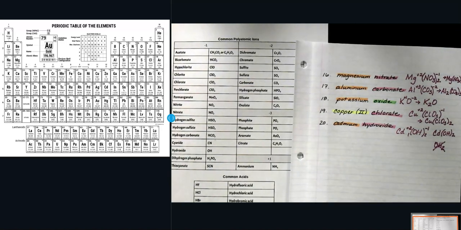This is going to be relevant in the next chapter, because then we're going to start combining chemical formulas and seeing what happens when we mix two things together. Who's going to take whose place? Who's going to get kicked out?